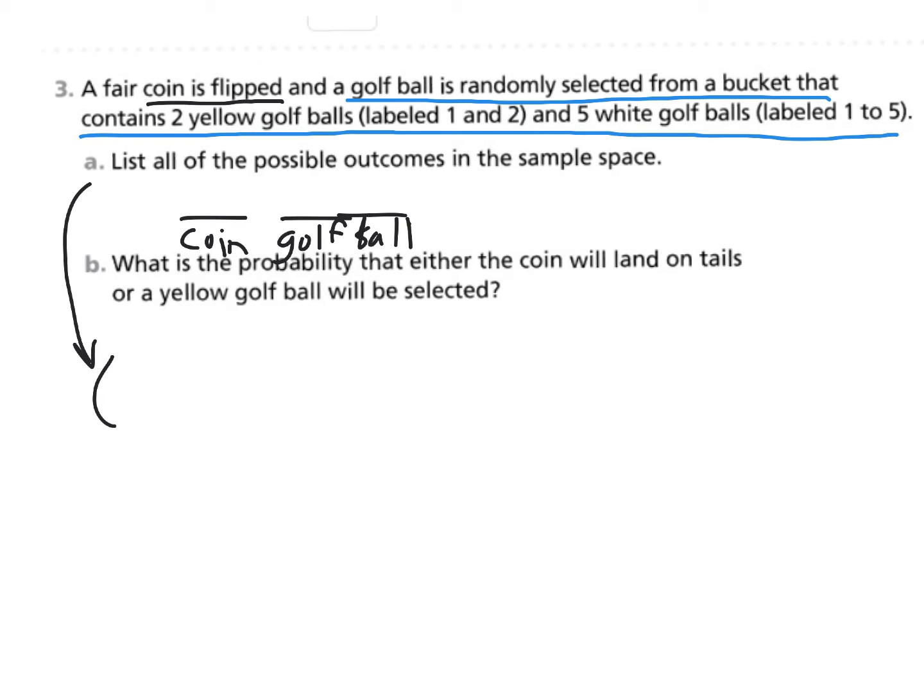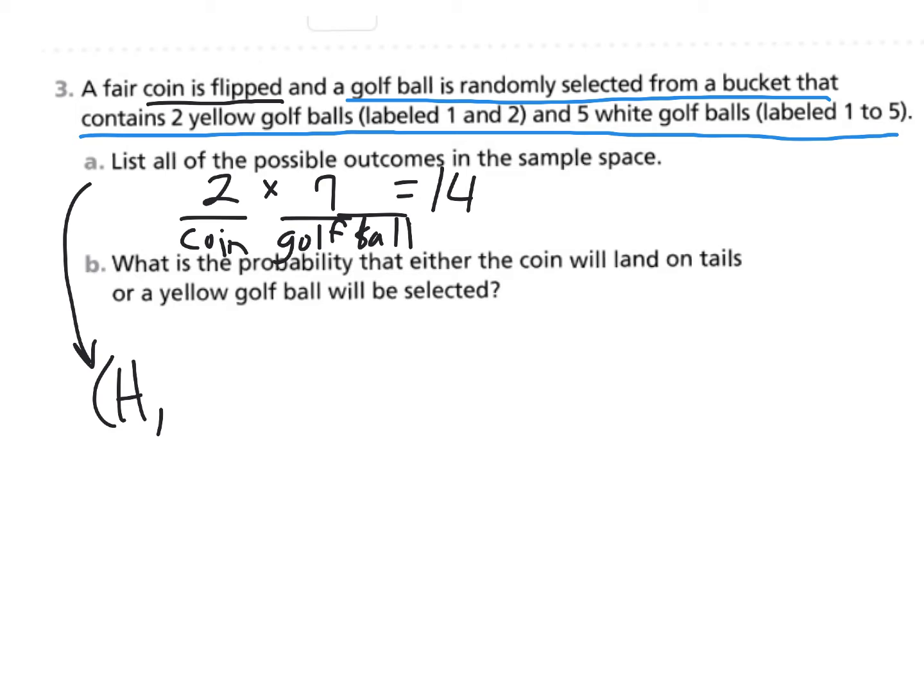So for the coin, possible outcomes would be heads or tails, so that's 2 options. The golf ball, we've got 2 yellow and 5 white. That's a total of 7. And so 2 times 7, we should have 14 different options here. Okay, so that's why I know that's going to be probably a little tight for me to write it all in that space there.